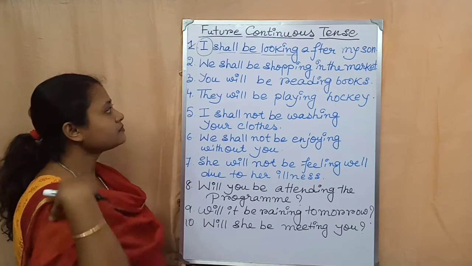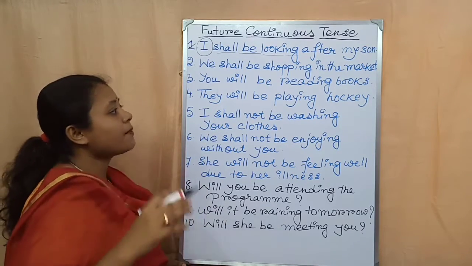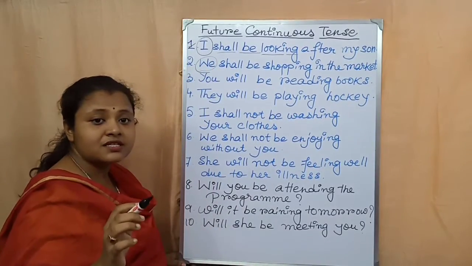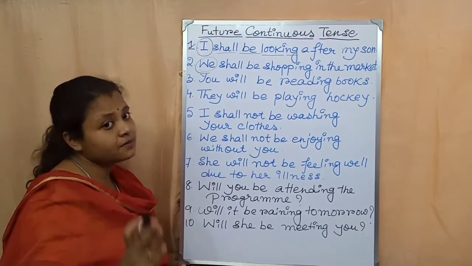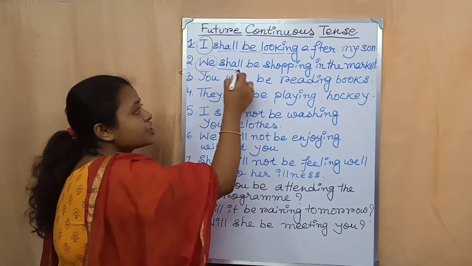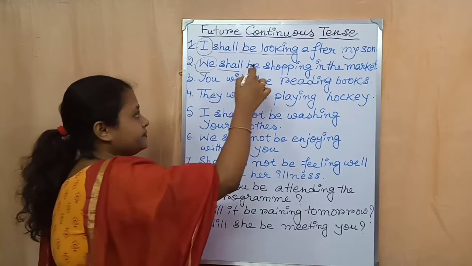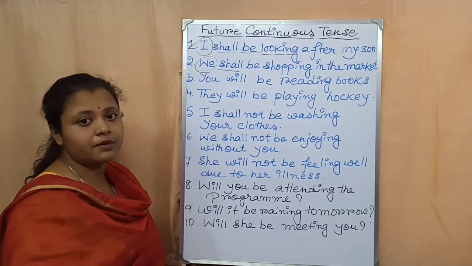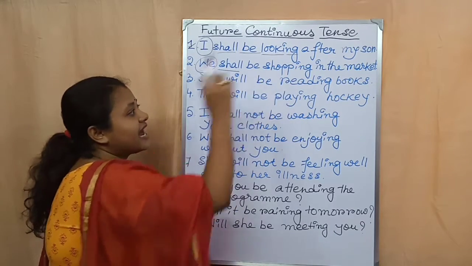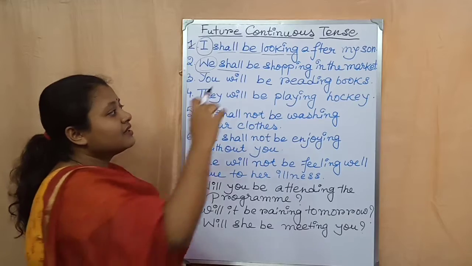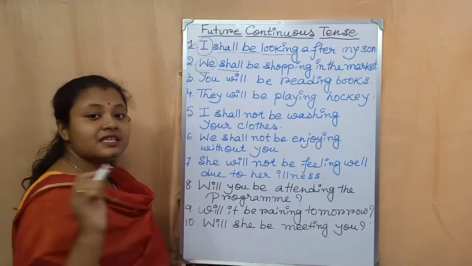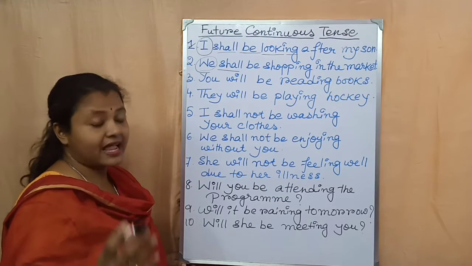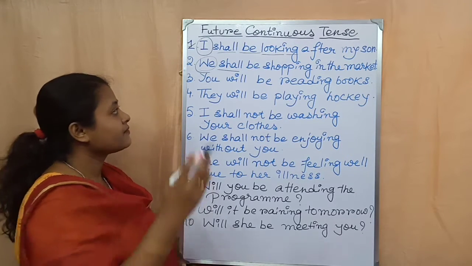Number 2. We shall be shopping in the market. Here we is the subject. It is first person but in plural number. After that, I have written shall. Then be. Then the present form of the main verb shop. Then I have added ing, shopping. Then the rest of the sentence. Then full stop, because it is an example of assertive sentence. We shall be shopping in the market.